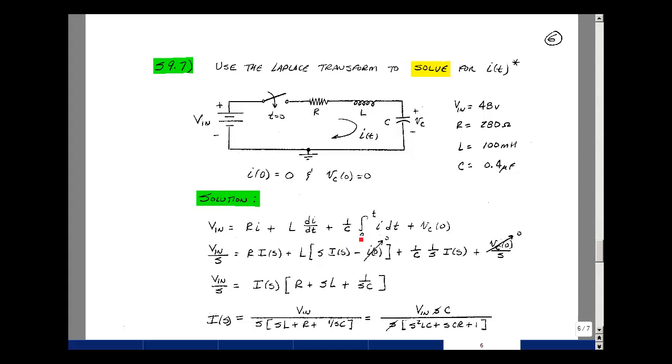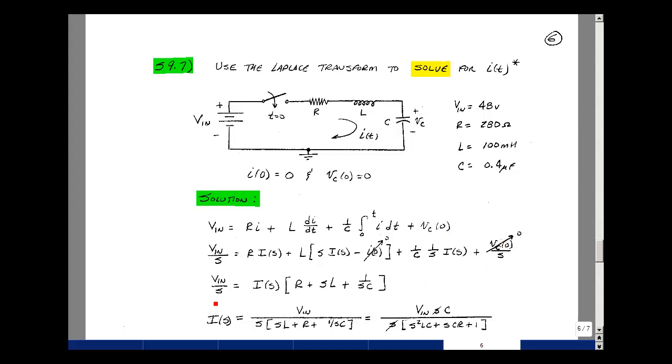Take a Laplace transform of both sides of the equation. This becomes a step function of V in over S, R times I of S, and then our derivative property, this would become S times I of S minus the initial condition of I, times L. And the Laplace transform of an integral is simply 1 over S, so it's going to be I of S divided by S and then divided by C. And this is also a step function, so it'll be V sub C of 0 divided by S. But our initial conditions are 0, so it's just going to drop out.